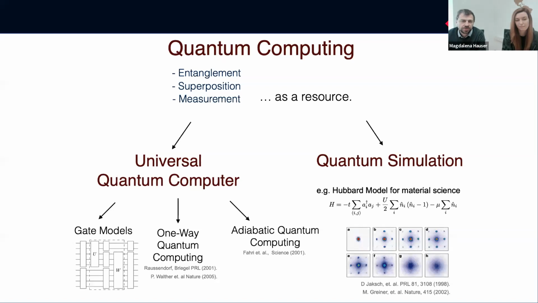As I mentioned, quantum computing means that we make use of quantum effects, entanglement, superposition, and measurement as a resource. So we are using them already in our daily lives, but for computing, we want to make use of them as a resource. And the field is currently divided into two main directions. One is the so-called universal quantum computer. What this means is that we build a device which can solve any problem. So we really follow the approach of classical computers, which means we have gates, we have universal sets of gates. And with these universal sets of gates, we can make programming languages. And these programming languages are really the sequence of the gates.